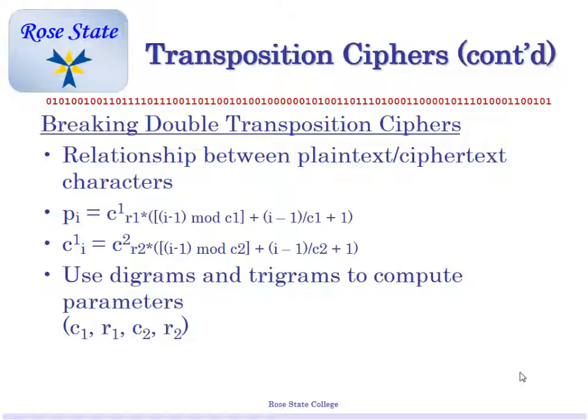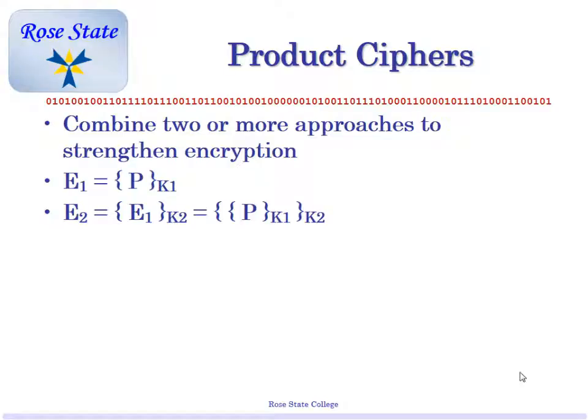How about product ciphers? Combine two or more approaches. What if we take our plaintext encrypted with a key, then take that E1 and encrypt it with a different key? It's kind of like what Triple DES does, but they do it three ways: encrypt, decrypt, and encrypt, which we'll learn about later. There are many different ways to make it so people can't read it.